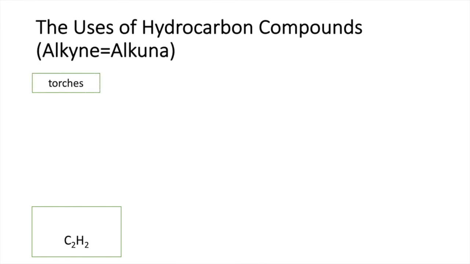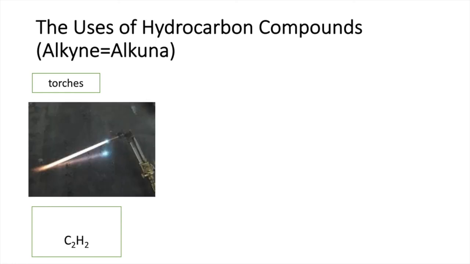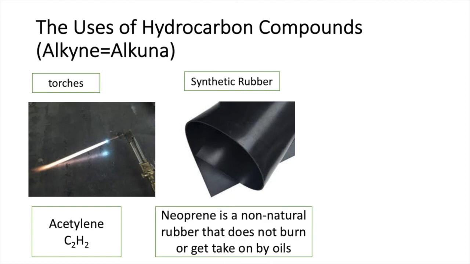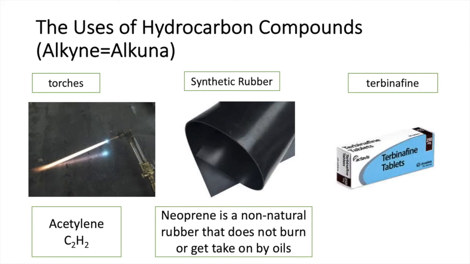Third, the uses of hydrocarbon compounds: alkynes. Third, that is C2H2, which we use to burn metal, or we call it acetylene. Synthetic rubber: neoprene is a non-natural rubber that does not burn or get attacked by oils. Terbinafine is a rash ointment.